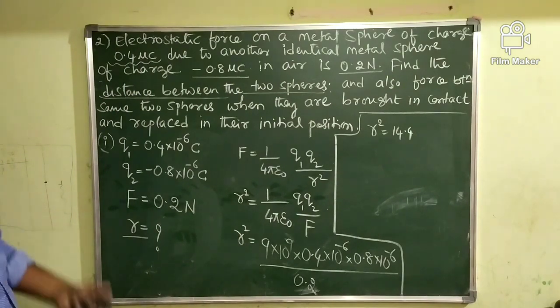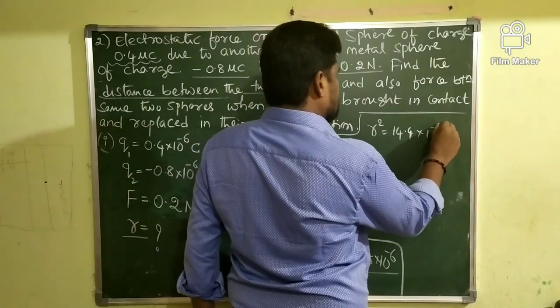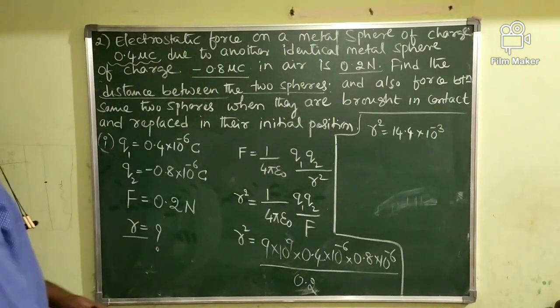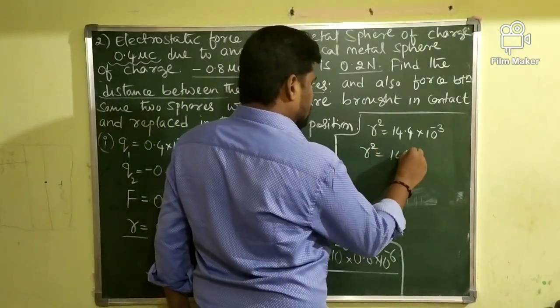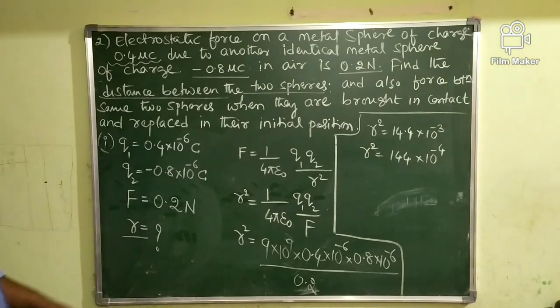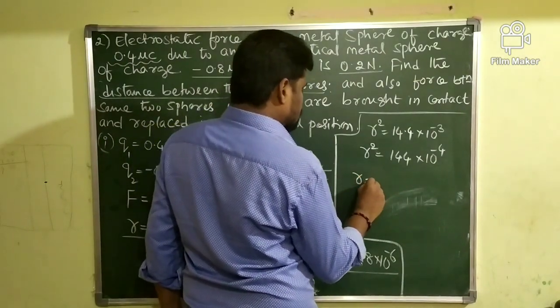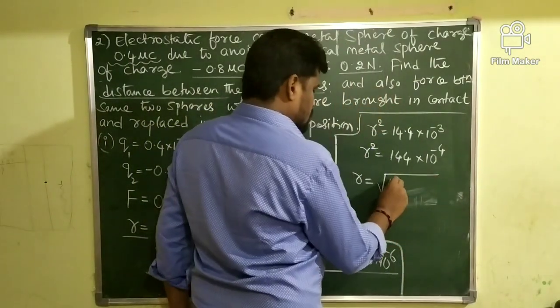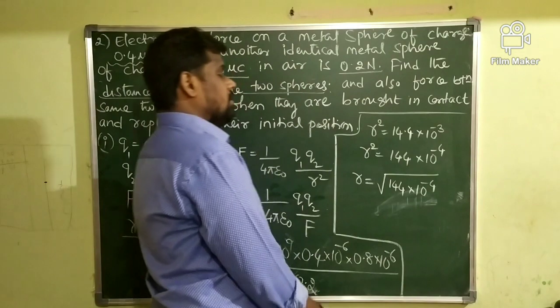Total 10 power minus 12 plus 9. How much is it? 10 to the power minus 3. Or else I can write this as R square equals 144 into 10 power minus 4. 14.4 into 10 power minus 3, or else I can write 144 into 10 power minus 4. Then what is the value of R? R equals under root of 144 into 10 power minus 4.